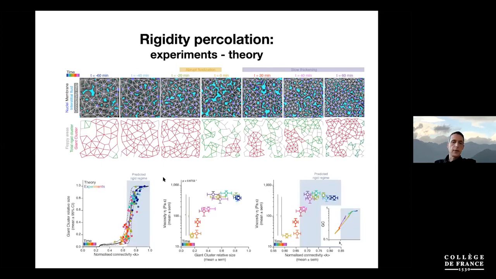And from this analysis, and this was very encouraging, if you look at the normalized connectivity in these networks versus the giant cluster size, you see again, and this is perhaps not too surprising because it's just following what the theory would predict, that there is a critical connectivity value above which the giant cluster becomes very big, and below which the giant cluster is very, very small. But what is more interesting is then looking at the viscosity as a function of giant cluster size, or more importantly here, viscosity as a function of the normalized connectivity.